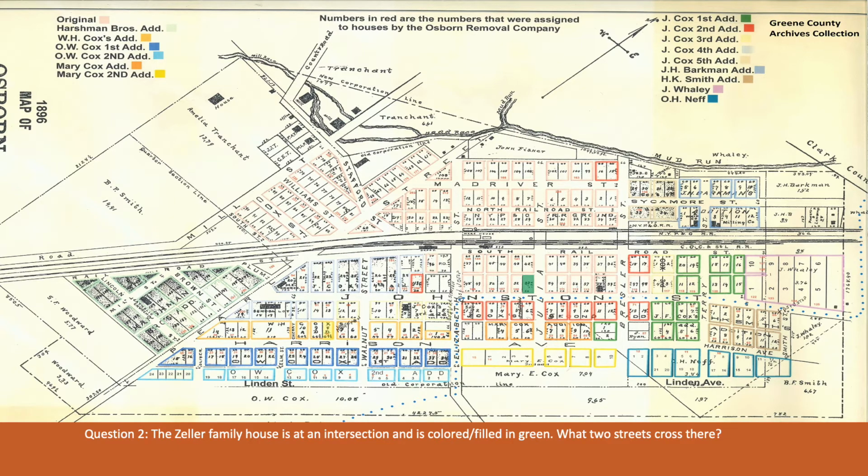All right, let's look at question number 2. The Zeller family house is at an intersection and is colored or filled in green, however you want to look at that. So what two streets cross there? Let's look for the lot that is colored in green. If we're looking at this map, we see the one that's colored in green. It's at the corner of Johnston Street and Julia Street. So that would be the Zellers family's home.